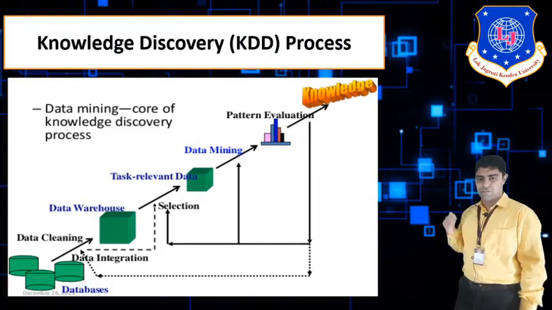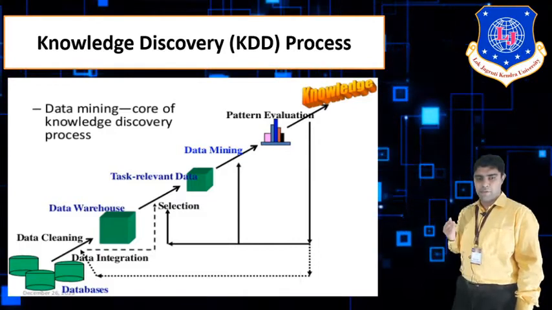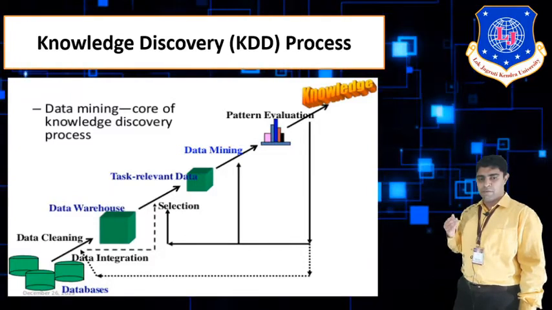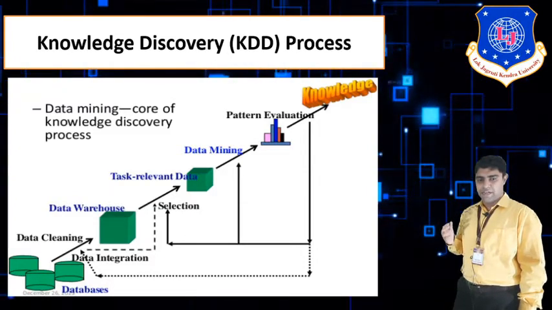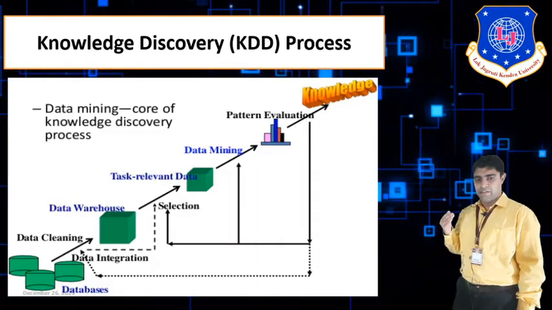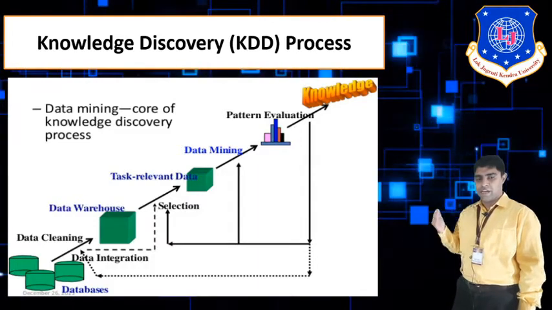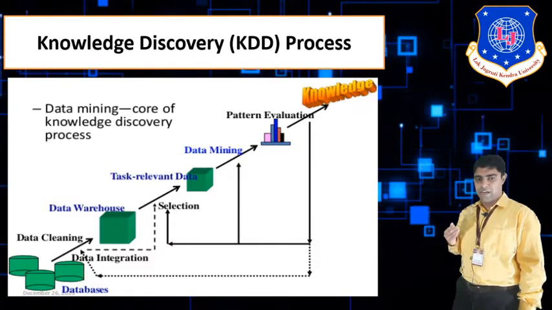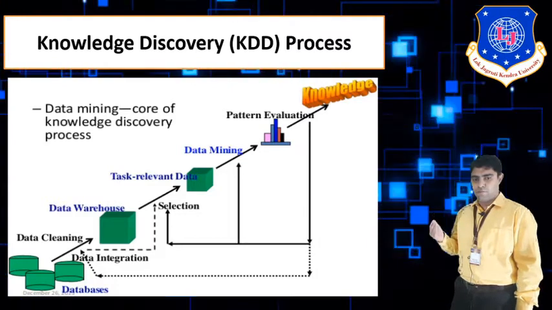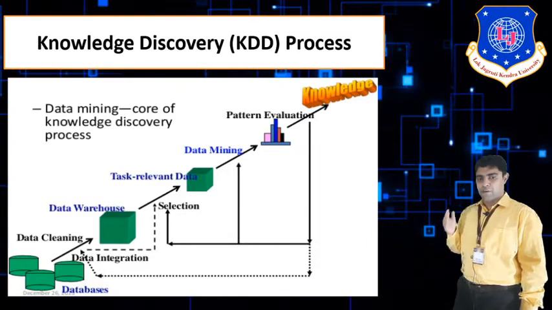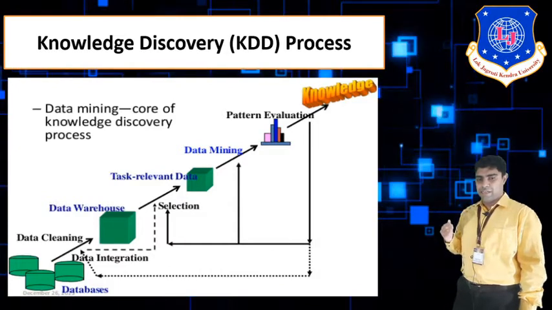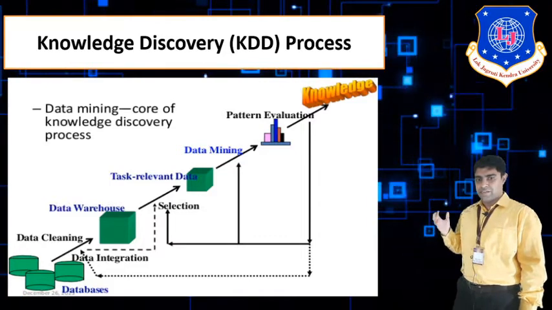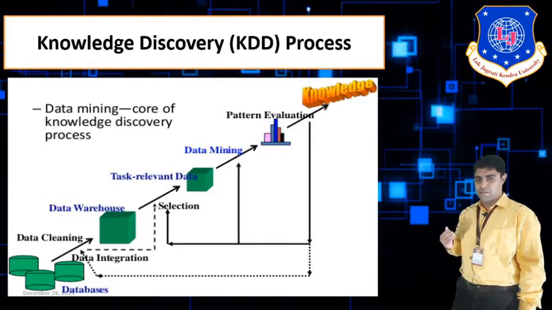First step, as shown in the figure: different types of databases and multiple data sources are collected, from websites and other repositories. After that, the first step is data cleaning. In data cleaning we will remove the noise, outliers and missing values from the data. After data cleaning we will integrate the multiple data sources, and after integration it will go to data selection, where we select the different types of features from the data.